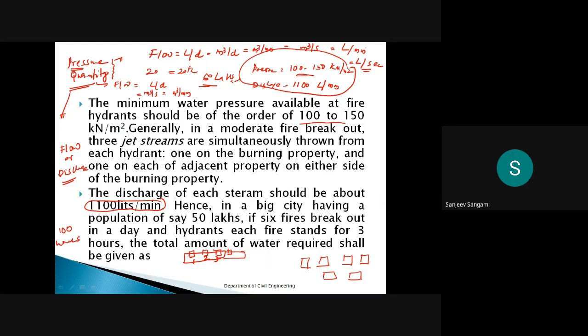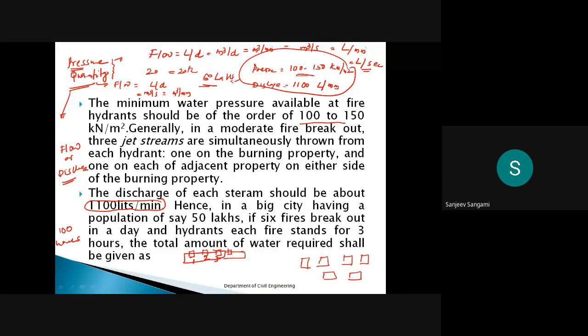Then suppose these hydrants are operating for 3 hours. It means that if you want to stop the fire, they are using all three hydrants for 3 hours. All three hydrants are running for 3 hours. So how much quantity of water is required to stop the fires in all these six houses?